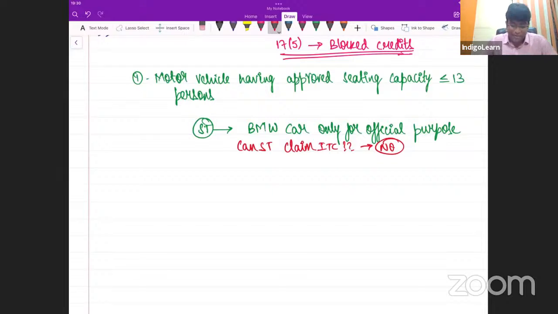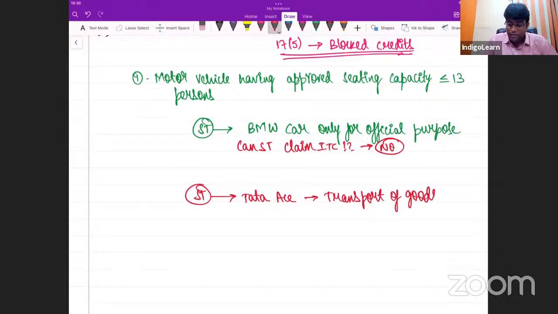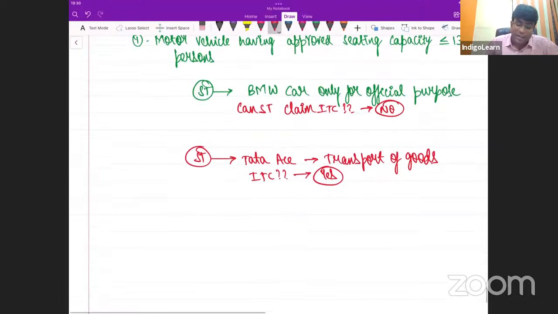But I'll ask you next question. Shiva Teja purchased one Tata Ace for transport of goods. Can I claim ITC, my dear friends? Definitely answer is yes. If there is a motor vehicle related to transportation of goods, then definitely credit is allowed. I hope you are getting clarity, friends. Very interesting and important. Next point, let me ask you.